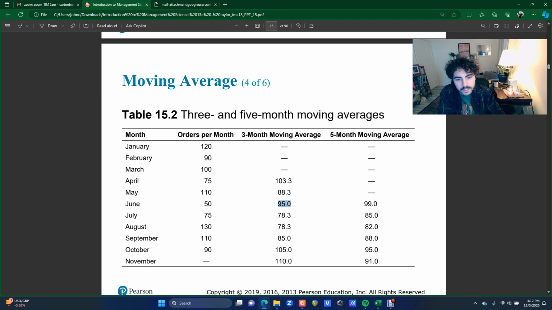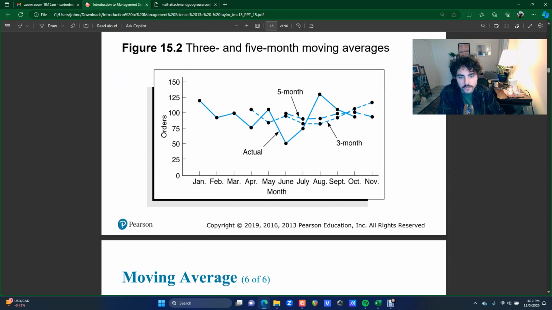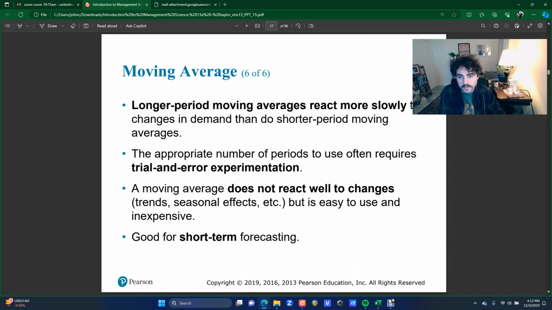So basically, say like this one for June, the 3-month moving average would be the average of this, this, and that. And then the 5-month for October would be basically the average of this, this, this, this, and that. Okay, that's pretty much it. Moving average, very simple. Here's some stuff they say about it.